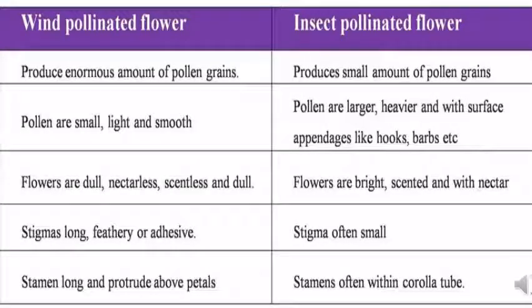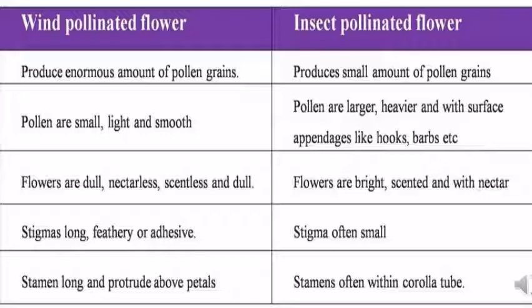Difference between insect pollinated and wind pollinated flowers. Wind pollinated flowers: flowers are inconspicuous and often white in color. That means they are dull. Flowers do not produce scent or nectar. Pollen grains are small, light, and dry. Stigma are large and feathery. Calyx and corolla are reduced to expose essential whorls like stamen and gynoecium. That means in the wind pollinated flowers, they are extended outwards, they are protruded.